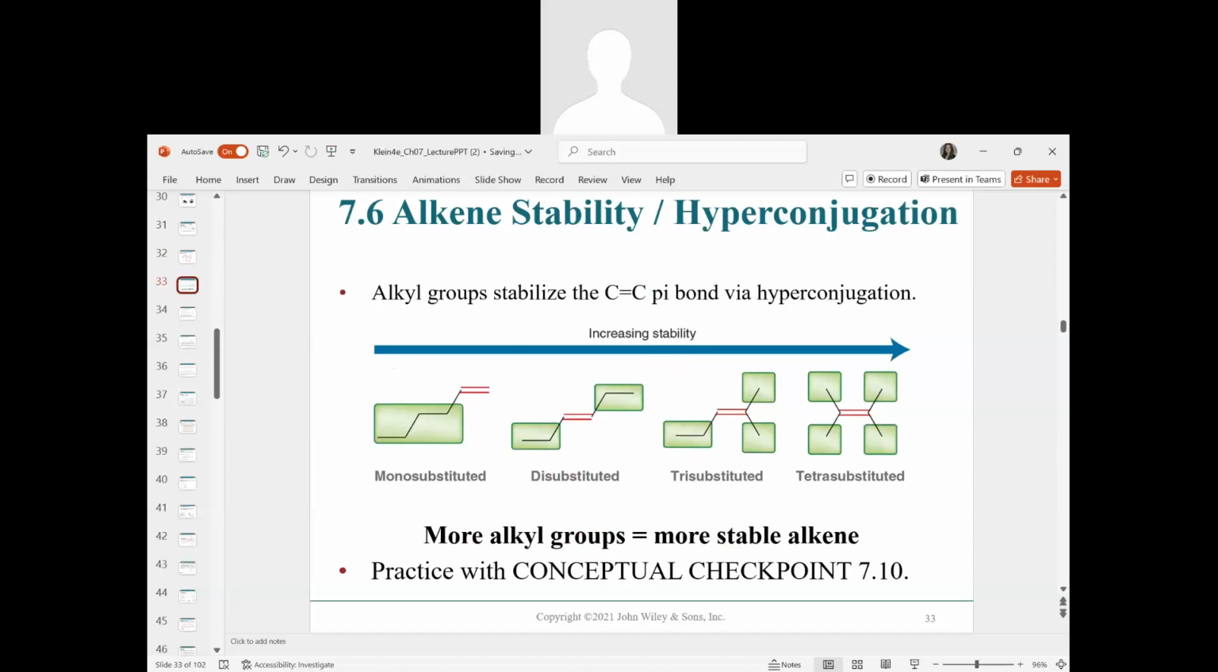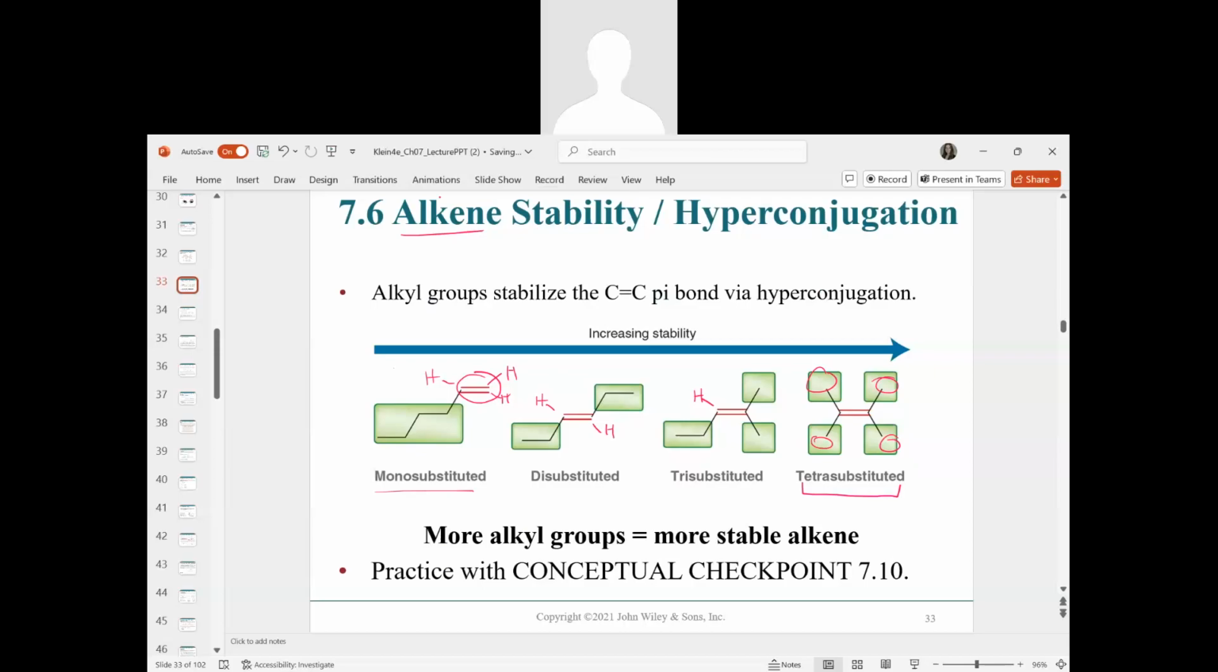So there is another way to rank alkene stability besides cis versus trans comparisons. We can also look at whether or not our alkene is monosubstituted. So here's our double bond here. We have 3 hydrogens, so only one position has a substituent, so monosubstituted. We see disubstituted here if we fill in the hydrogens, trisubstituted, and then our most stable compound would be a tetrasubstituted alkene, which would have 4 alkyl groups, which are highlighted here.